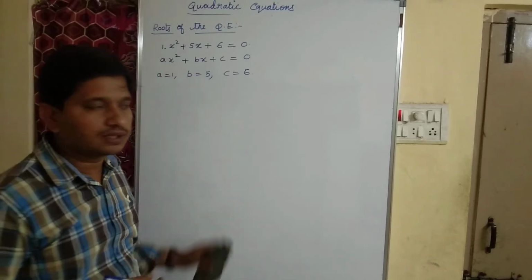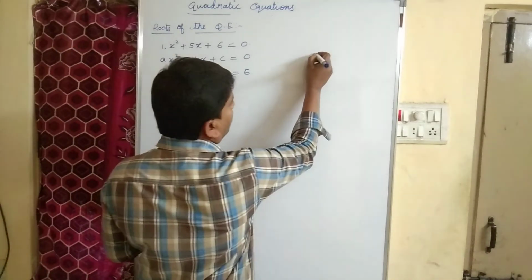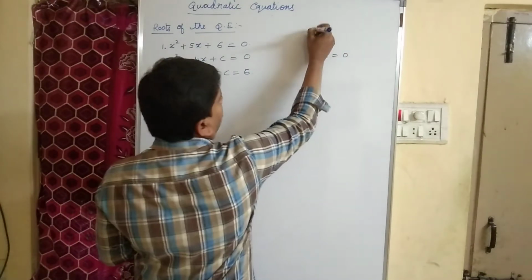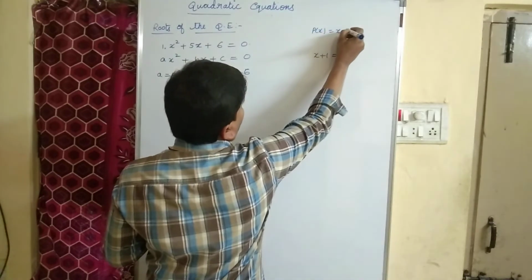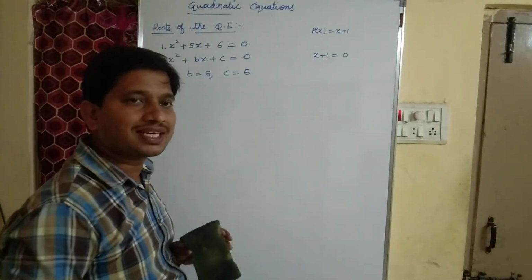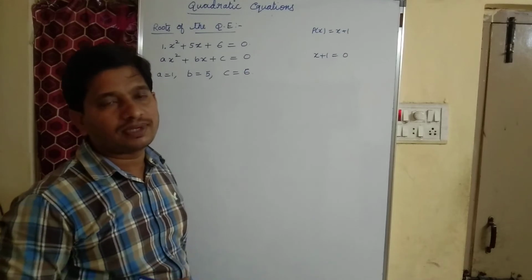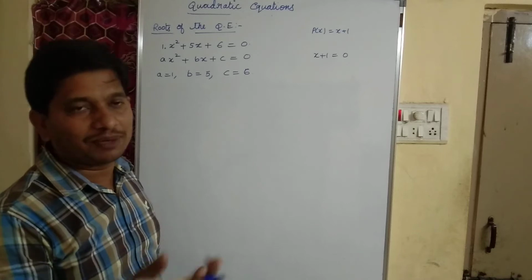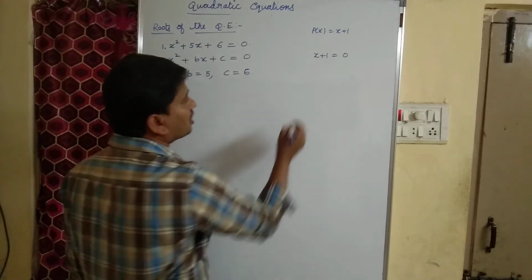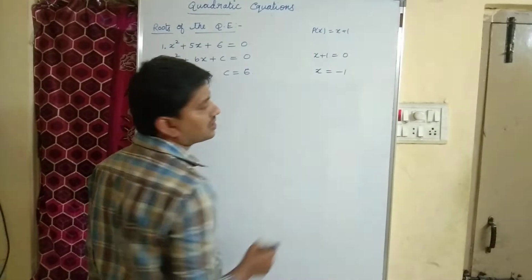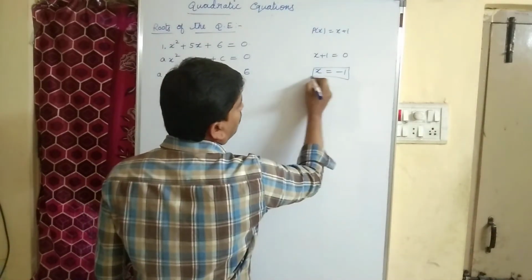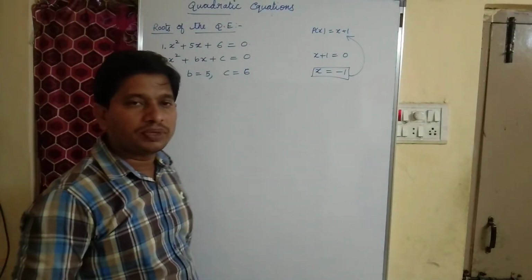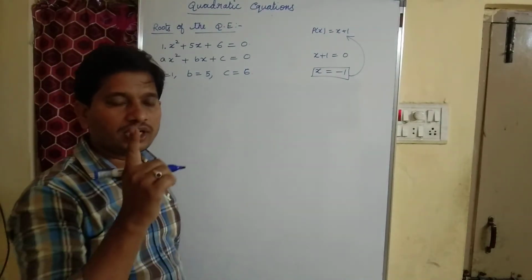In our previous class, in class 9, we found zeros of the polynomial. Suppose the given polynomial is p of x equal to x plus 1. What is the zero of the polynomial x plus 1? To find the zero of the polynomial x plus 1, we need to equate the given polynomial to 0. So x plus 1 equal to 0, x equal to minus 1. So x equal to minus 1 is called the zero of the polynomial p of x. So for a linear polynomial you get 1 zero.